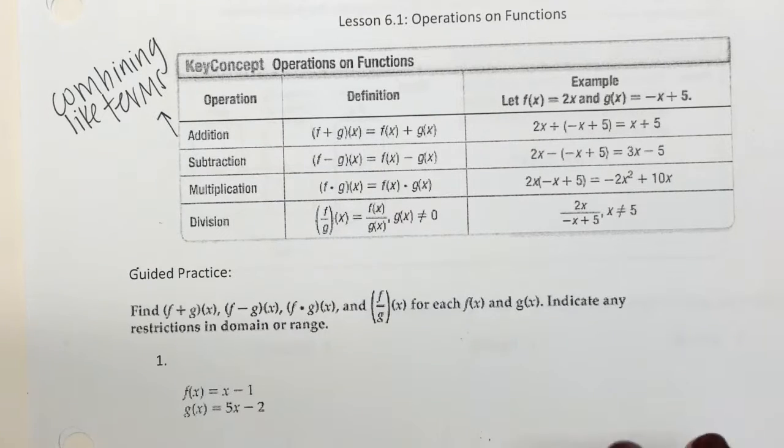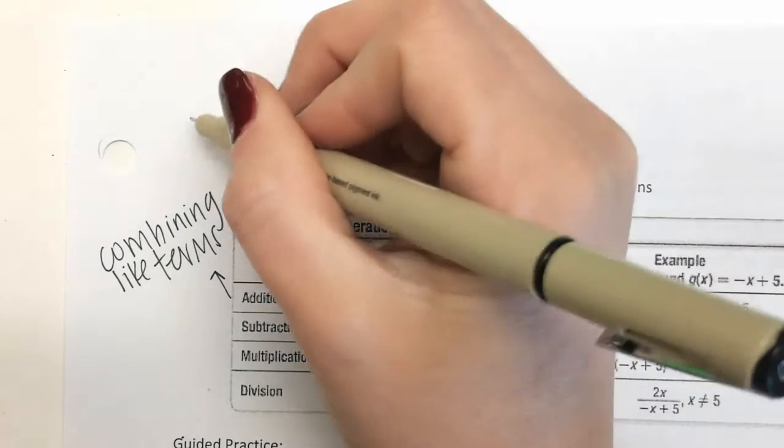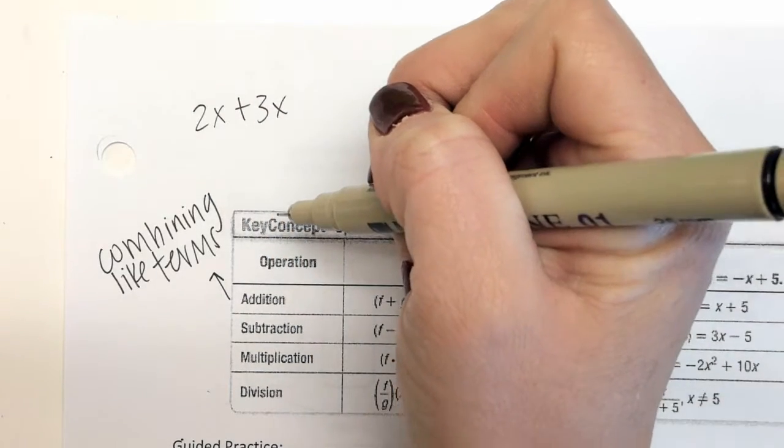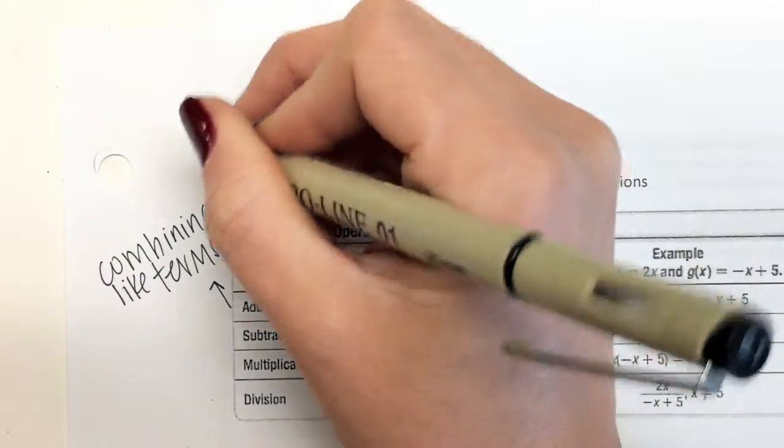And let's review what are like terms. They have to have the same what? Not necessarily. Like, for example, I could add like 2x and 3x, right? They have to have the same what? Variable and exponent. Cool.